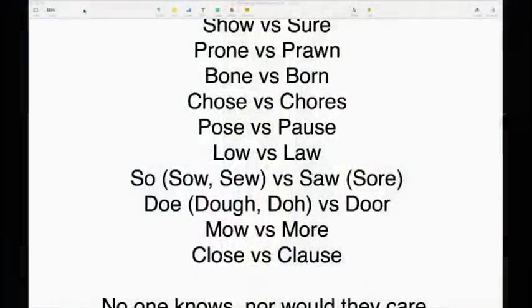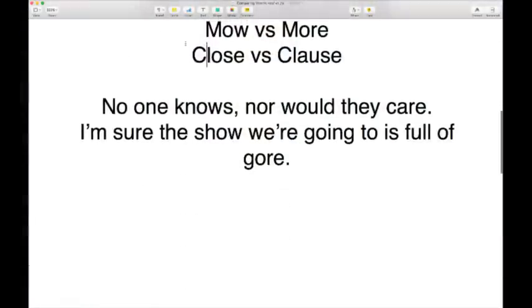Let's go and hit those sentences, shall we? So we've got, first sentence is, no one knows, nor would they care. So you've got the O here, no one knows, you've got another one here, nor, long vowel, nor would they care. So I'm looking at no, knows, then nor, O, or. No one knows, nor would they care. No one knows. Nor would they care.